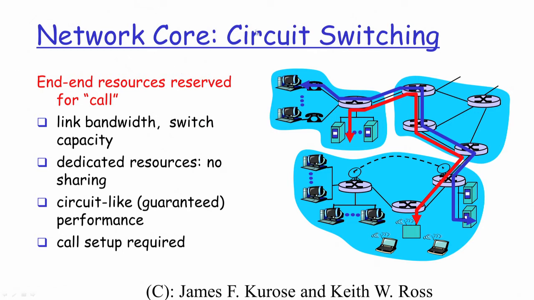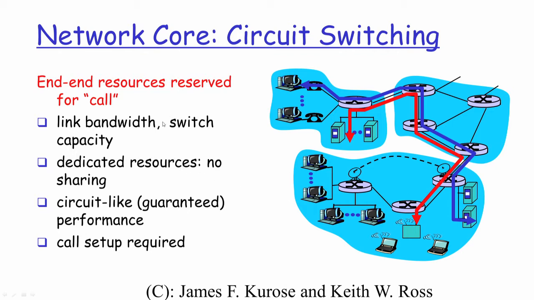In circuit switching, end-to-end resources are reserved for the call. If I need to communicate from this particular end system to that one, my packets have to be transferred across the various devices here. On all the intermediate devices my packets go through, a setup is done and a set of resources is reserved before the data transfer, and these resources stay reserved till the call is disconnected.